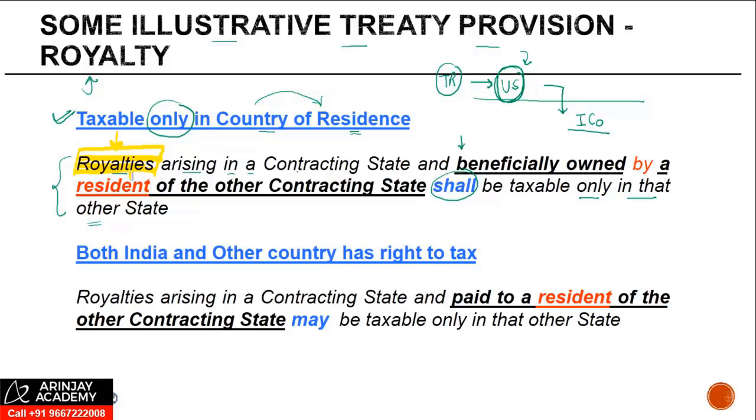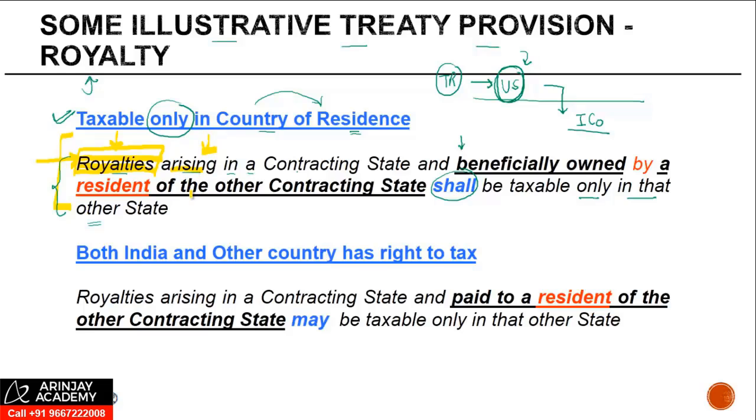Now what is the meaning of royalty? Royalty could be defined under the Act as well as under the treaty. But since this clause is under the treaty, if there is a definition of royalty under the treaty, that is what is to be referred to. So the first point is the payment under consideration should qualify as a royalty. Second, arising.